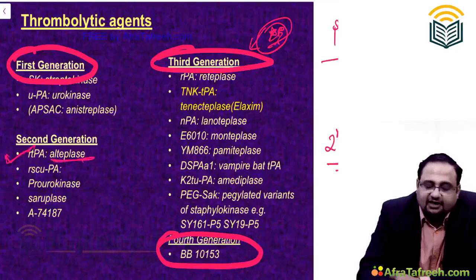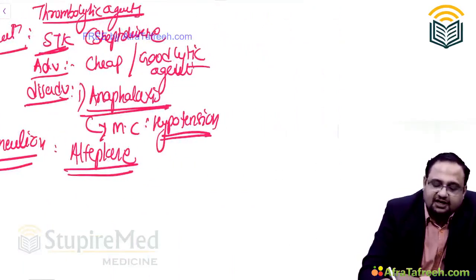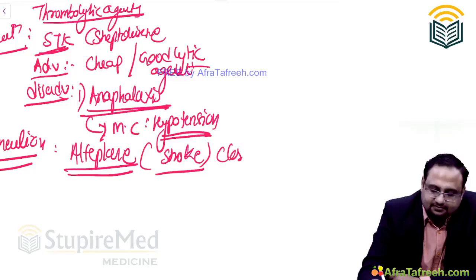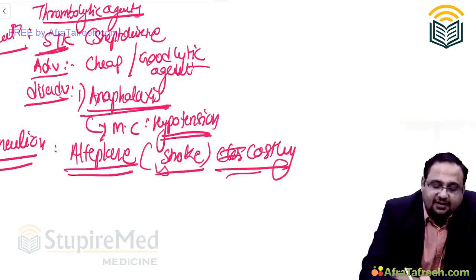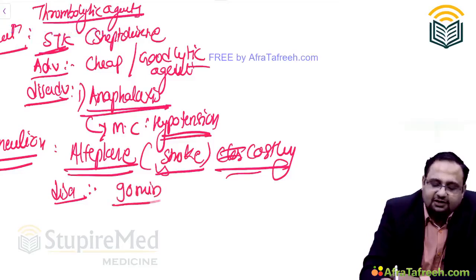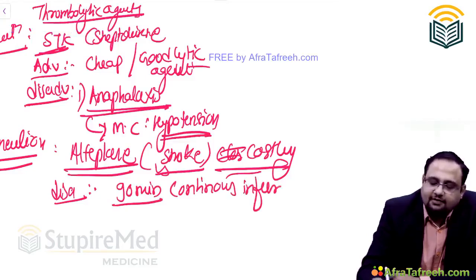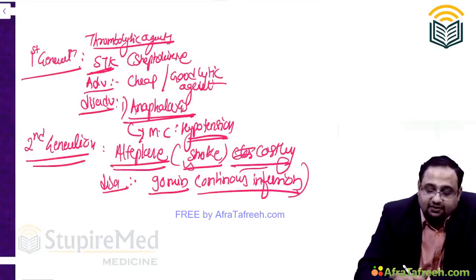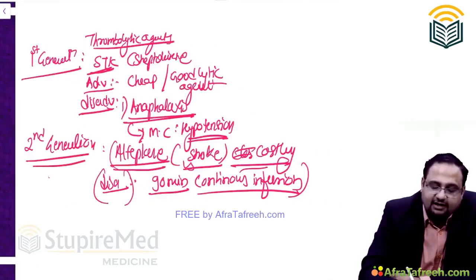But what is the disadvantage of Alteplase? It is more studied in stroke patients, in stroke lysis. It is a costly drug. And the disadvantage is that it has to be given over 90 minutes as a continuous infusion. That is the disadvantage of Alteplase, also known as RTPA.